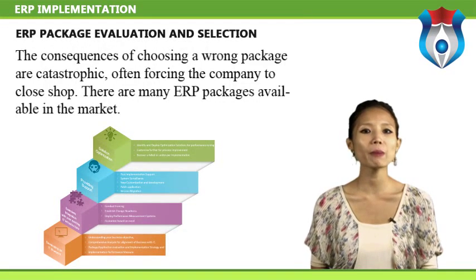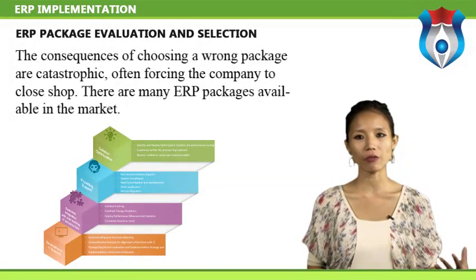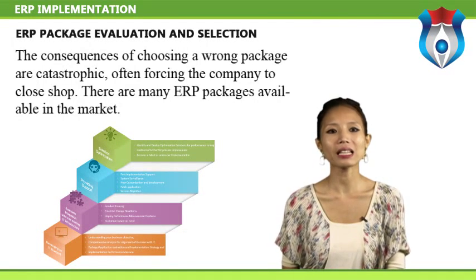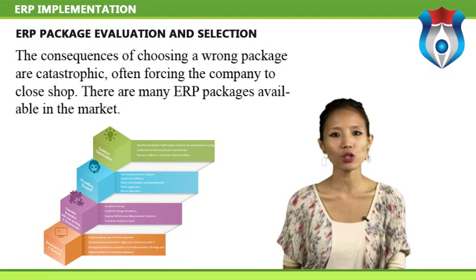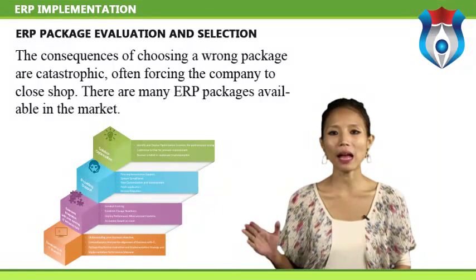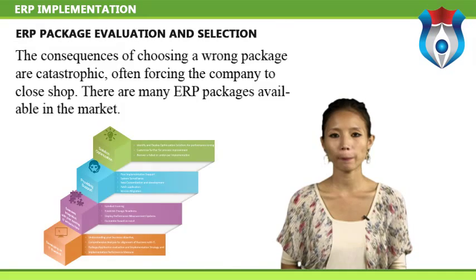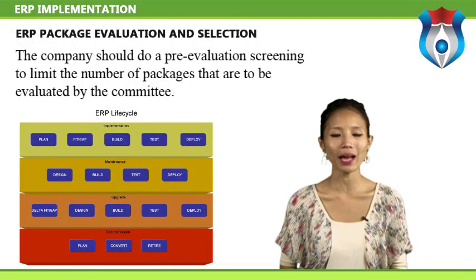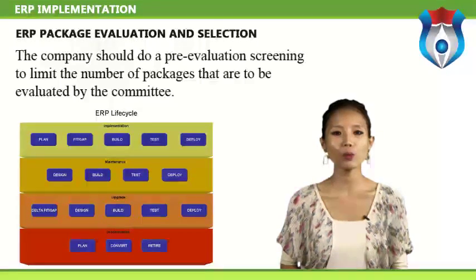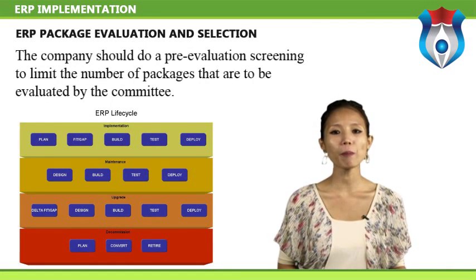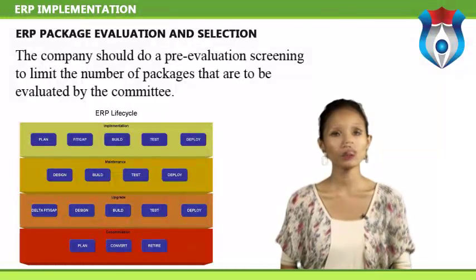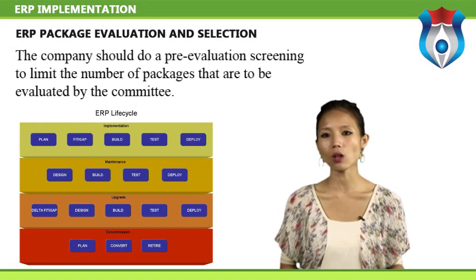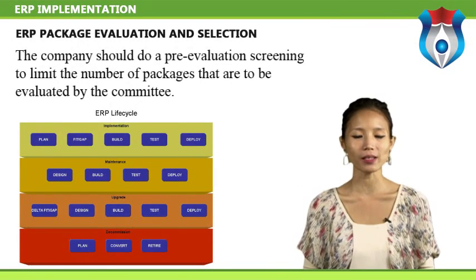So it is better to limit the number of packages that are evaluated to less than 5. It is always better to do a thorough and detailed evaluation of a small number of packages than to do a superficial analysis of dozens of packages. The company should do a pre-evaluation screening to limit the number of packages that are to be evaluated by the committee. Since all packages are not equal, the pre-evaluation process should eliminate those packages that are not at all suitable for the company's business processes.